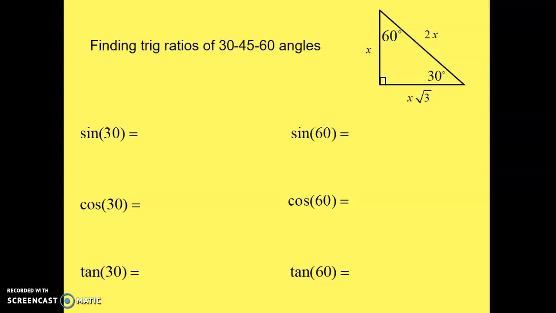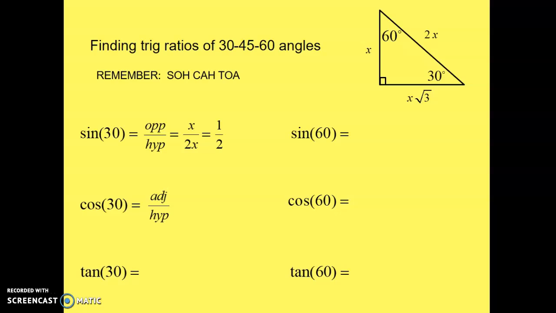Okay, so for the sine of 30, remember it's SOHCAHTOA, so it's going to be the opposite over the hypotenuse. All right, it's going to be x over 2x. If we reduce this fraction, x over 2x, the x's will go away, you'll be left with 1/2. So the sine of 30 is always going to be 1/2. It's going to be an important piece for when we get to the unit circle.